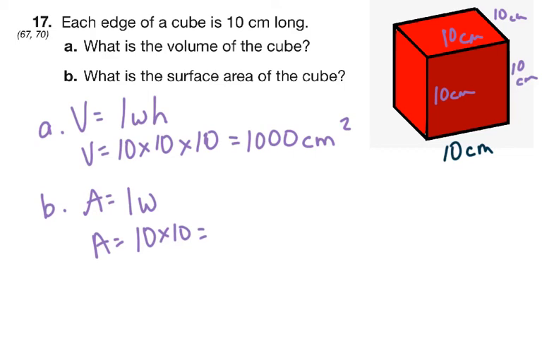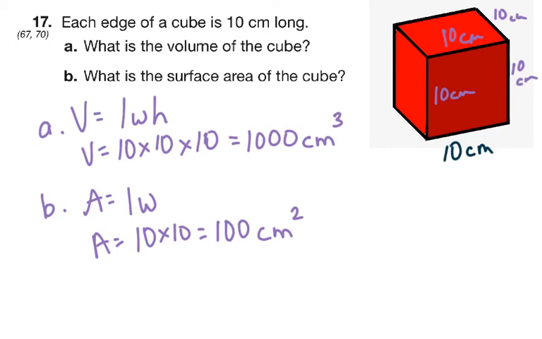I just realized that's my problem. That was volume. It should have been cubed. So 10 times 10 is 100 centimeters, and it's area, so it's squared. And then it wants surface area. That means every side of the box added up all together.